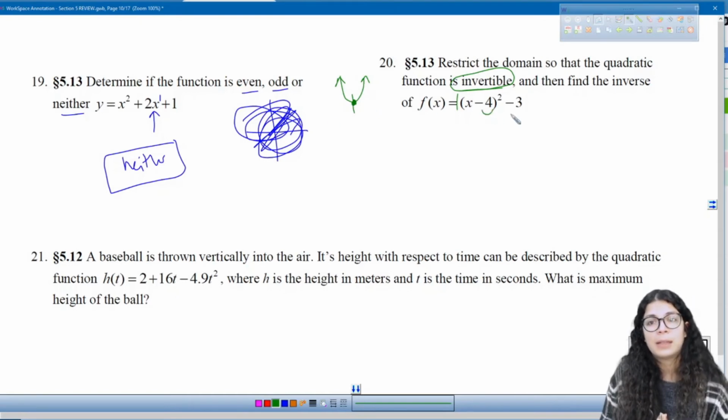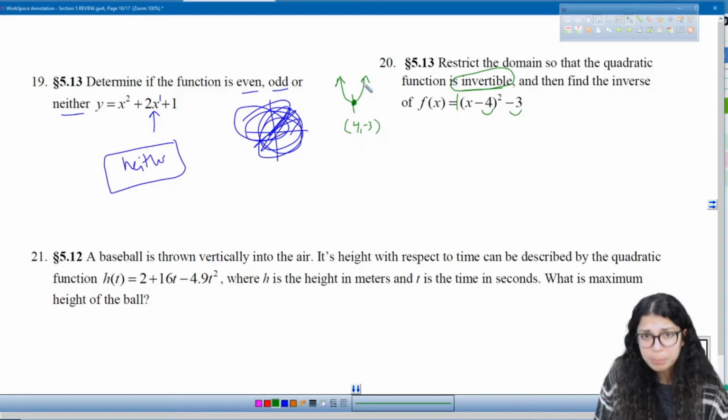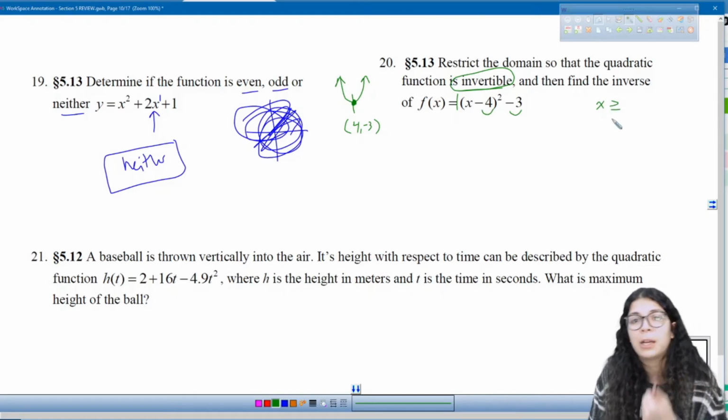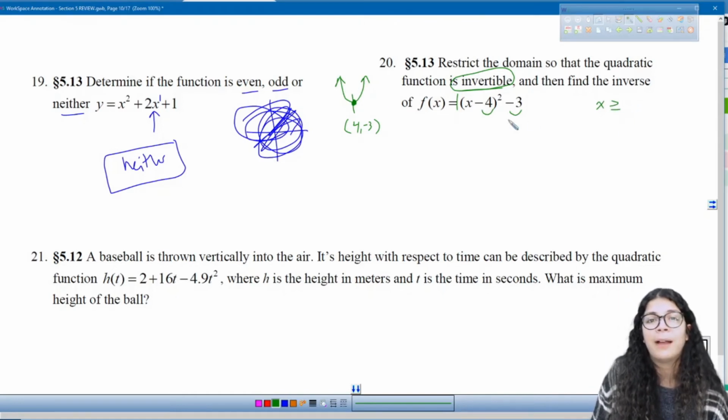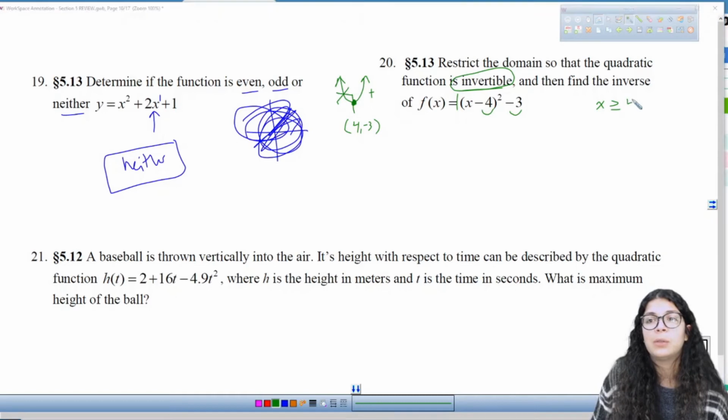Now the vertex, nice, this is vertex form, so we have the vertex right away, is at 4, negative 3. And so the x value of the vertex is at 4. So we want to restrict, we can use the right side or the left side. I'm going to go with the right side. I'm going to use the right side of the graph, disregard the left completely, which is the positive side. So x is greater than or equal to 4.